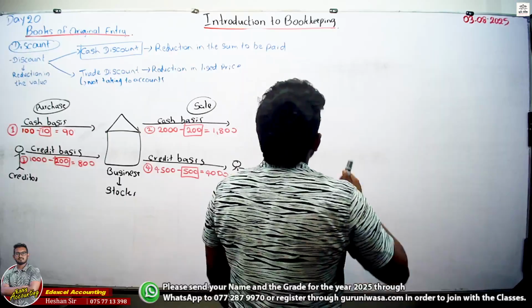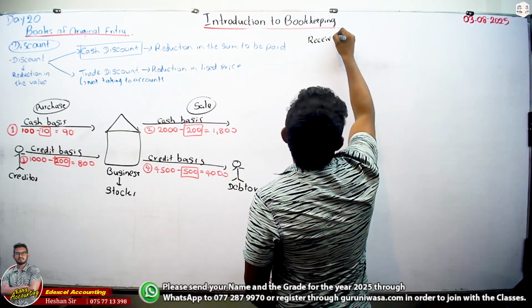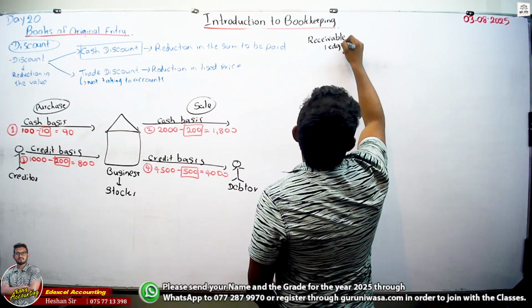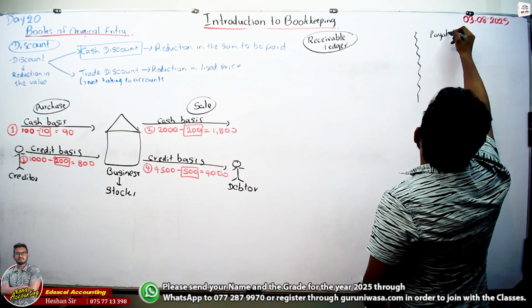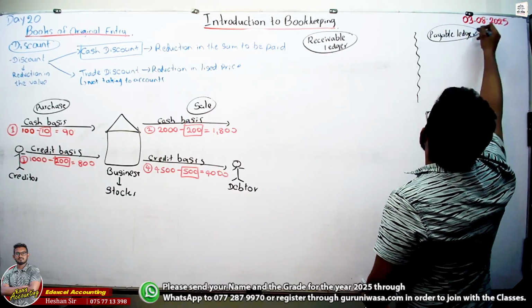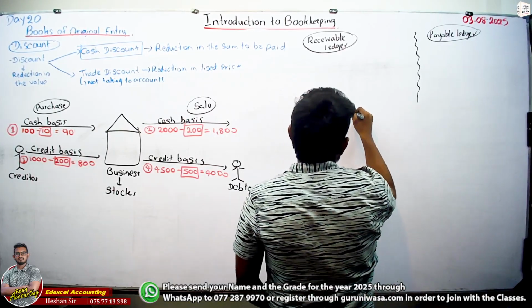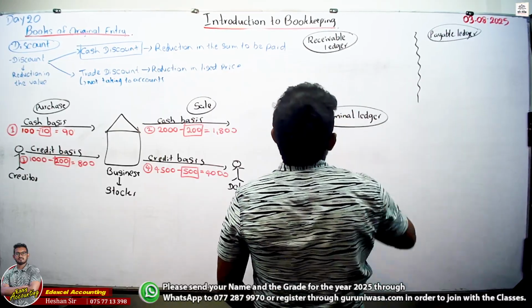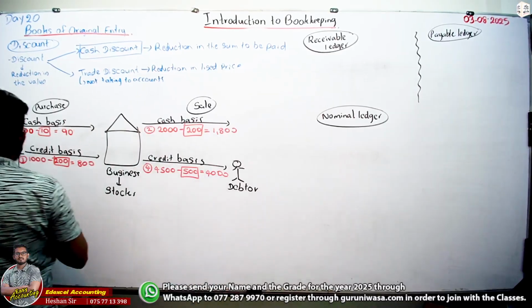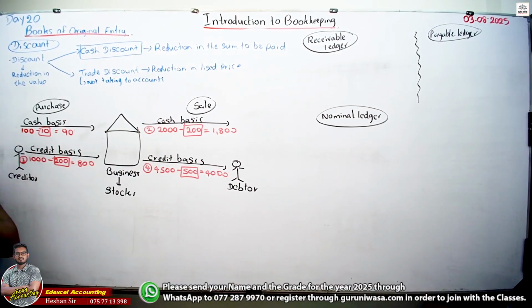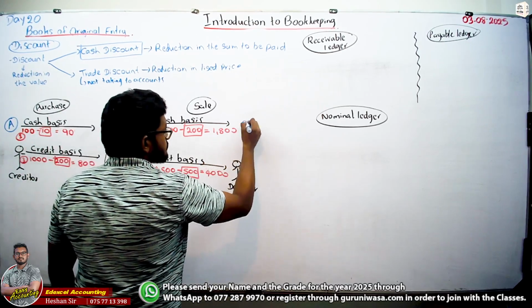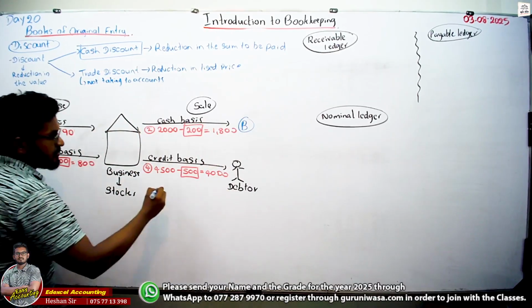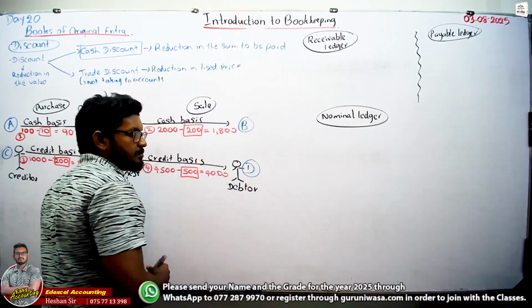So if I take the receivable ledger, and payable ledger, and nominal ledger, now think, I'll take this supplier as A, this is B, this is C, this is D. Send me a thumbs up if it is clear to you.